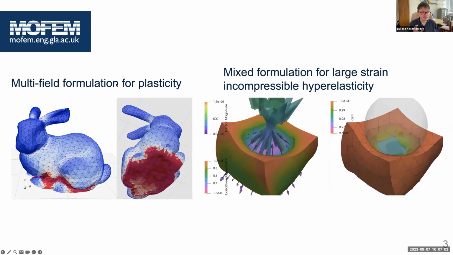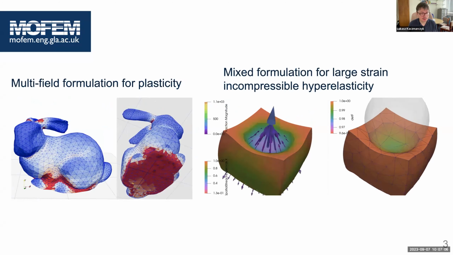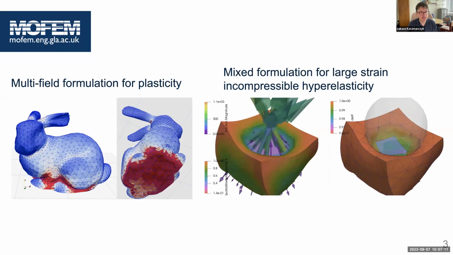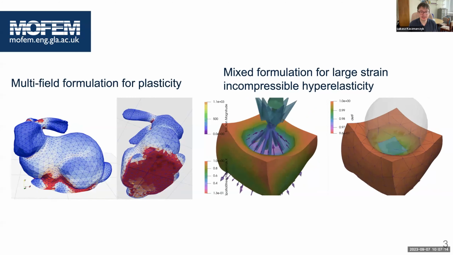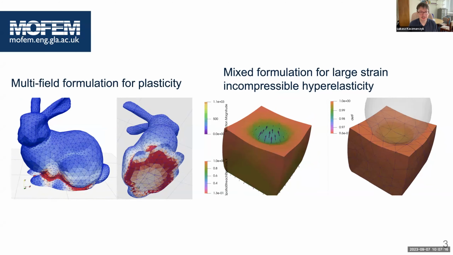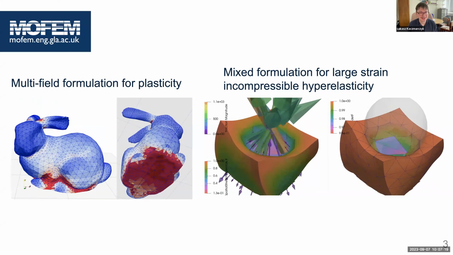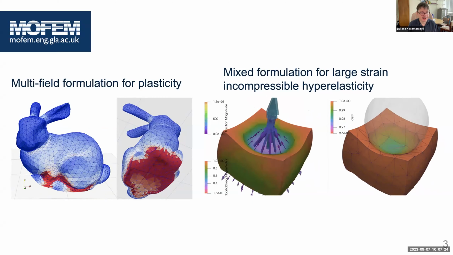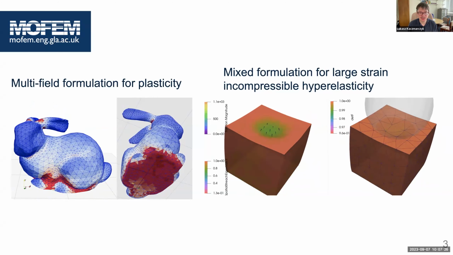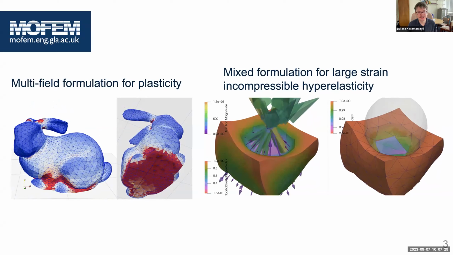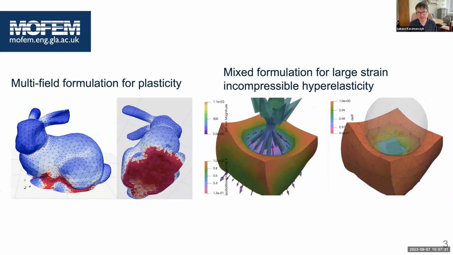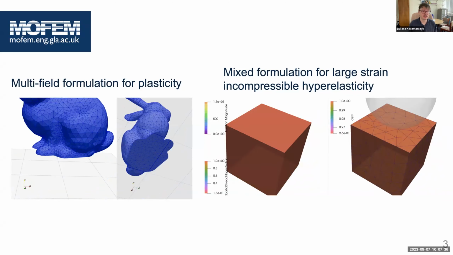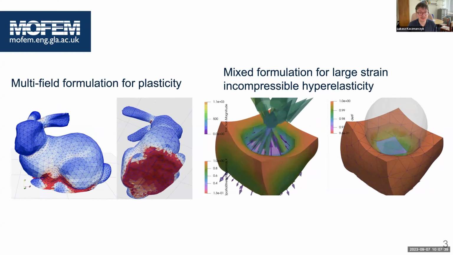Okay, so both problems, both codes, which are formulations I will present to you, are made to be applied in industry. There is some industrial application behind it, but when we do the things, we make a toy problem. But those problems, both multi-field plasticity and mixed formulation for large strains, involve both contact and physical nonlinearities, different kinds of physical nonlinearities.